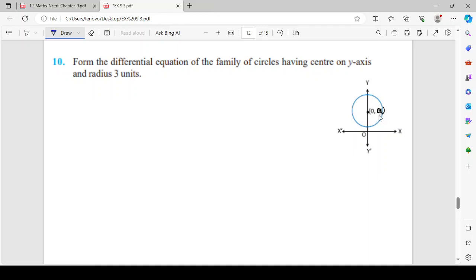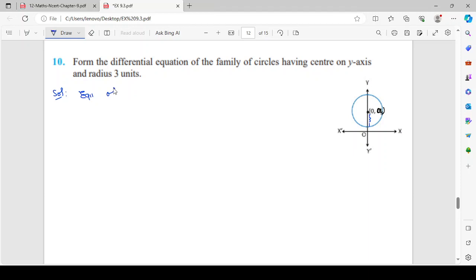Okay. So 0 comma a. As I can change the a value, I can get different kinds of family of circles that are having centers on y-axis. Of course, the radius is mentioned as 3 units. So here to here it is 3 units. So in that case, what is the equation of the family of circles?